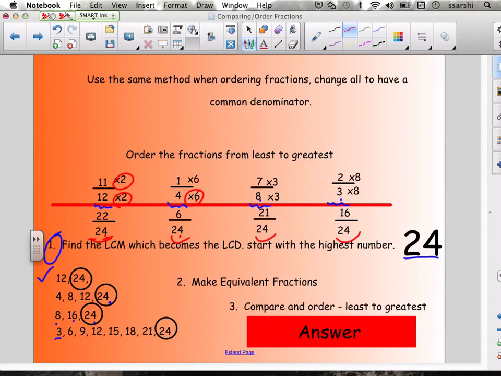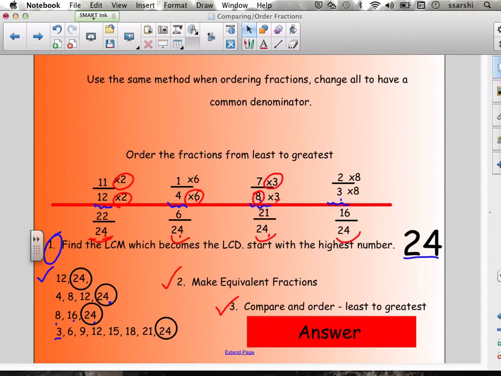I do the same thing in this example. What do I have to do to 8 to become 24? I multiply it by 3. What I do to the bottom, I do to the top. So I have 21/24. And in my last example, I'm multiplying the top and the bottom by 8, and I have 16/24. So now I'm ready. I've made all my equivalent fractions: 22/24, 6/24, 21/24, 16/24. When I have a common denominator, it is easy to compare and order.